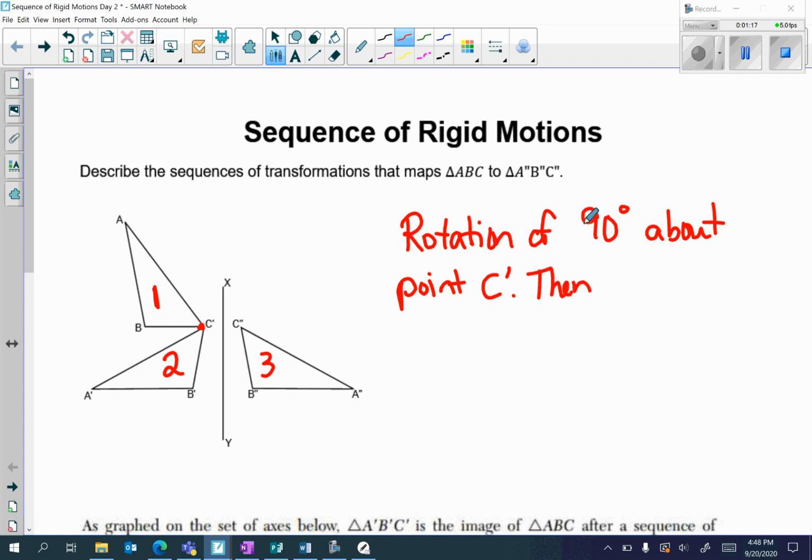Then a reflection in line XY. So this triangle here is being reflected across line XY onto triangle 3. So first I have a rotation of 90 degrees about point C prime, then a reflection in line XY.